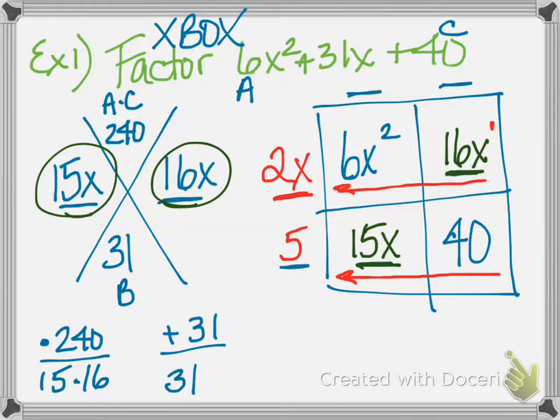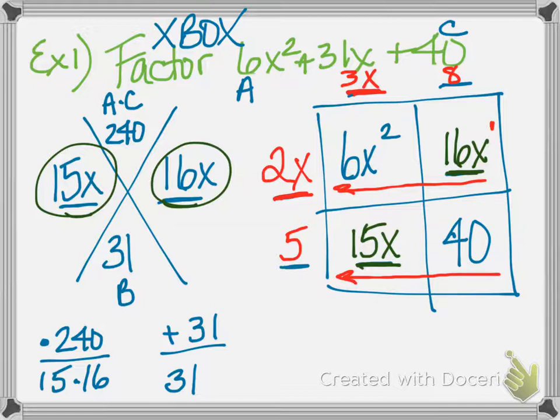Okay, so now to fill in the top spots. Now I ask myself, 2x times what is going to give me 6x squared? Well, 2 times 3 is going to give me 6, and x times x is going to give me x squared. Over here, 16x: 2 times what is going to give me 16? That's an 8, and x times what is going to give me x? Well, that's going to be a 1, so I don't write that in.